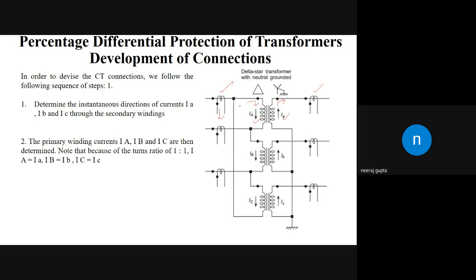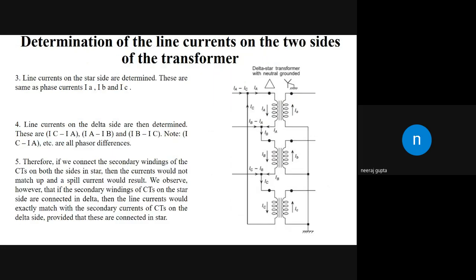So you can say that IA is here and then IC is here. The current that is moving through it is IA minus IC. Similarly, we have to calculate the line current in all the cases. And one more observation is that the CT we have to use in this star delta transformer: for a delta star transformer, the CT is star delta.